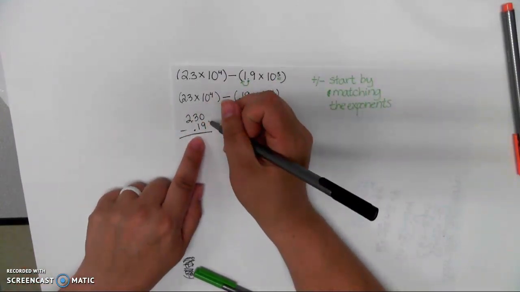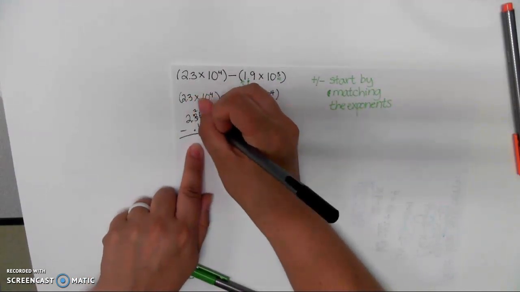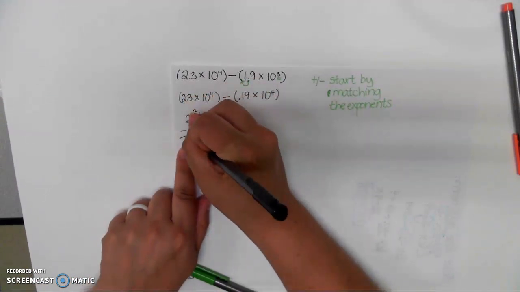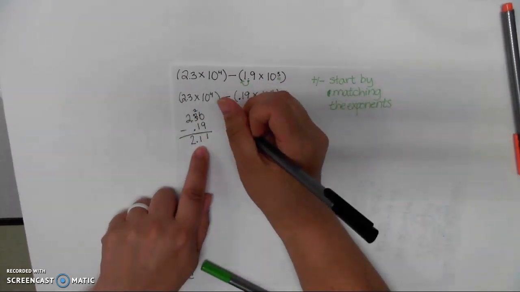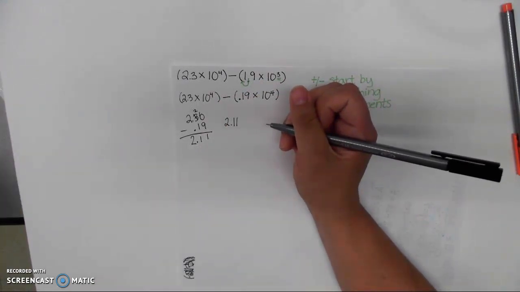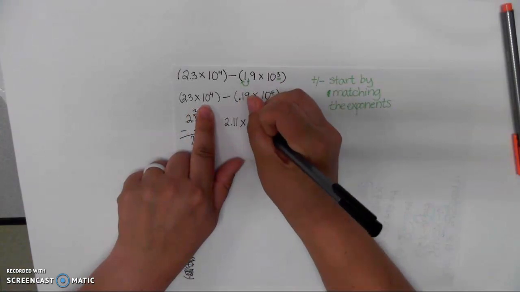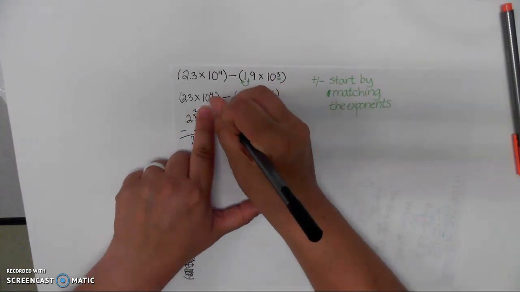So that's on a scratch piece of paper here. I've just done it off to the side. We've got 2.11, and then to keep it in scientific notation, all I have to do is maintain my exponent, so times 10 to the fourth.